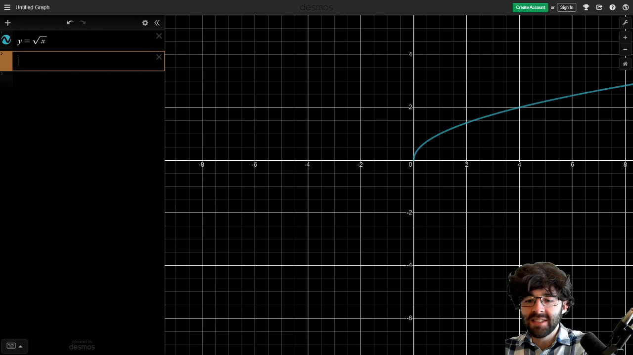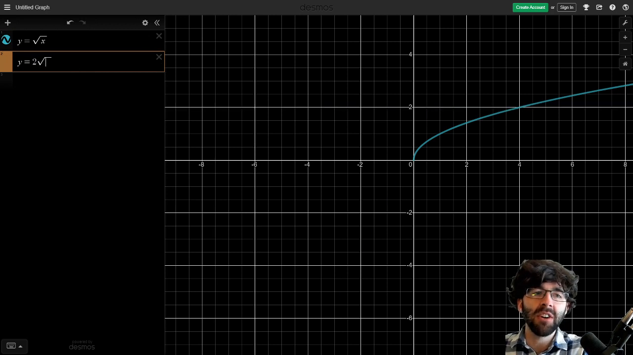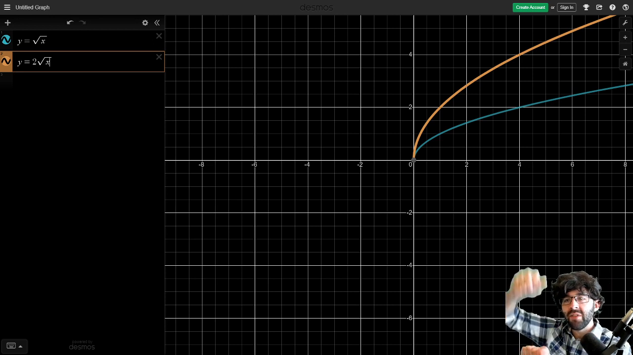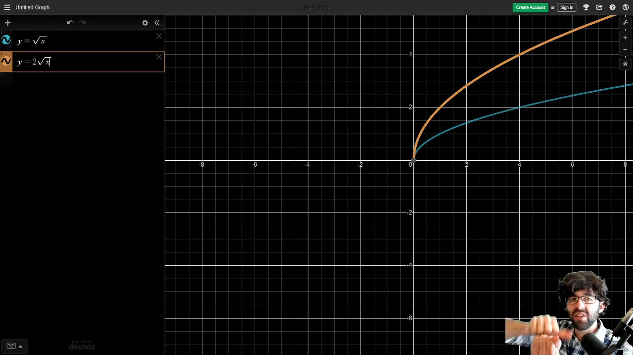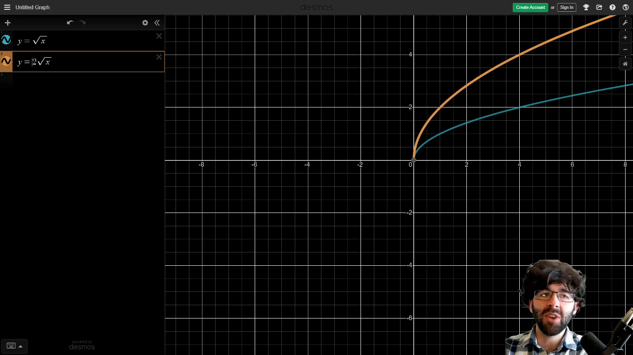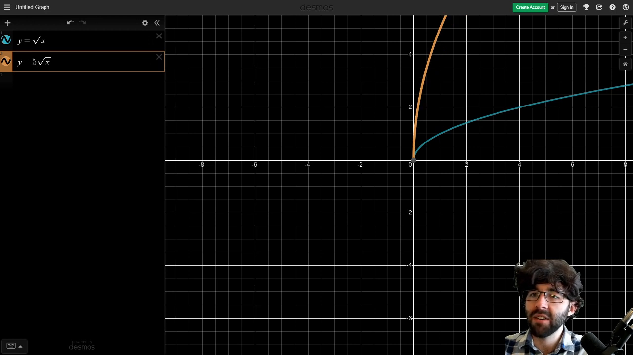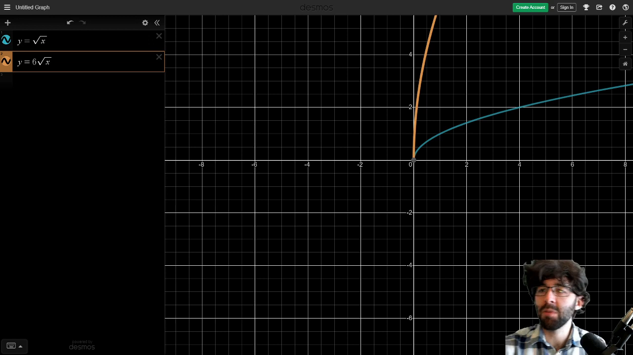All right? Let's see them side by side. Multiply the outside of the function by 2. The blue turns into orange. We're just stretching it vertically. And again, we could stretch it as much as we want. Stretch it by 3, by 4, by 5, by 6. Just takes all the y values and multiplies them by 6.